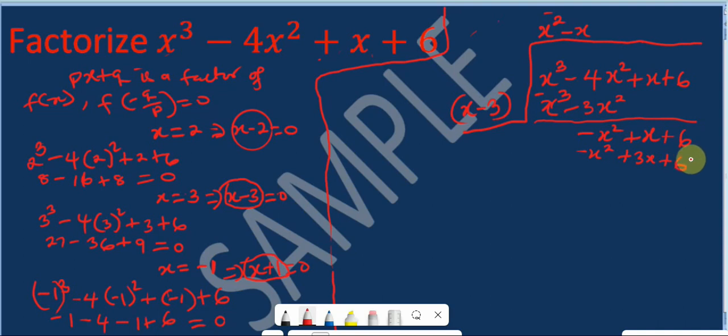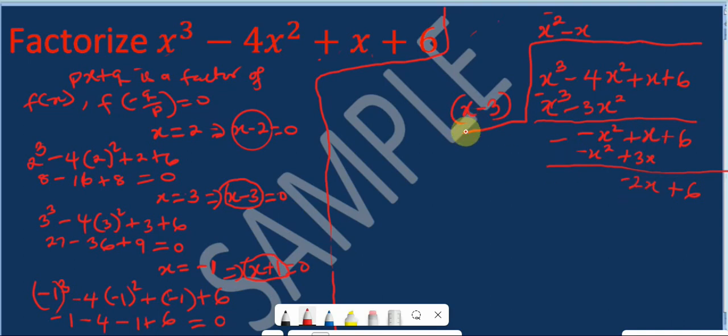Sorry, I don't need to bring down 6. Okay, I'll put a minus sign here. Draw a line. Then this minus this will be 0. x minus 3x is going to give me minus 2x. Then that is when I'll bring down the plus 6. This is x minus 3x, that is minus 2x, because 3 is bigger than 1.